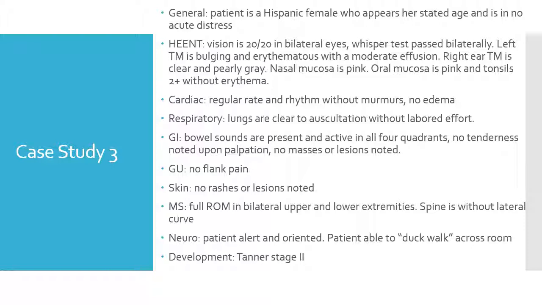Her left tympanic membrane is bulging and erythematous with a moderate effusion. Her right tympanic membrane is clear and pearly gray. Nasal mucosa is pink. Oral mucosa is pink. Regular rate and rhythm, no murmurs, no edema. Lungs are clear to auscultation. Bowel sounds are present and active, no tenderness, no masses, no lesions. No flank pain noted. Full range of motion in upper and lower extremities. Spine is without lateral curve. She's alert and oriented. She's able to do the duck walk, and she has Tanner stage 2.